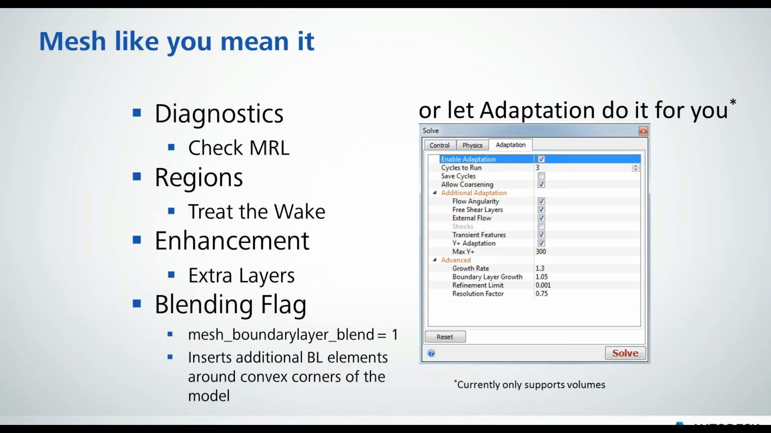Now, something else you can do, we try to make this very easy for you. We have mesh adaptation. If you can, you let our mesh adaptation do all this for you. And one thing you would do is you would go ahead and enable adaptation. For external flows, I would definitely say allow coarsening. This will keep you from overmeshing some of the outer regions of your flow domain and keep you computationally efficient. Flow angularity would be on by default, but I recommend you add your free shear layers and also check on external flow.